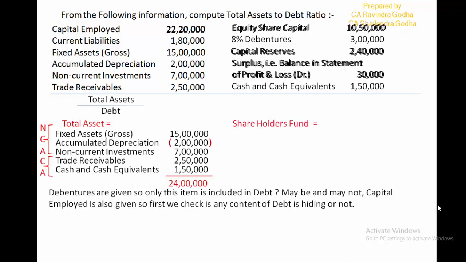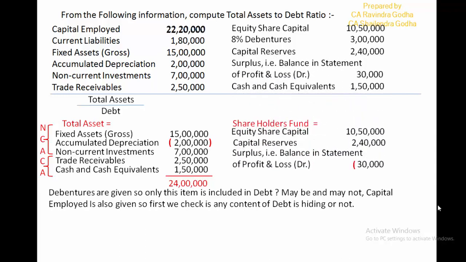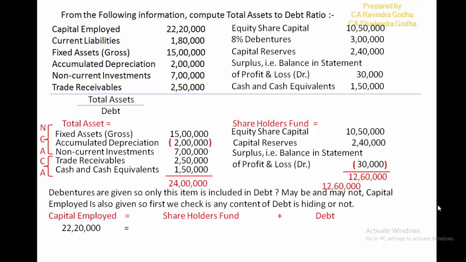we calculate shareholders fund. In shareholders fund we write equity share capital, capital reserves, surplus. It is a debit balance, so it will be deducted. So shareholders fund is 12,60,000, and capital employed is shareholders fund plus debt. Capital employed given in the question is 22,20,000, and shareholders fund which we calculated is 12,60,000. So the remaining part will be debt. So debt will be 22,20,000 minus 12,60,000, that is 9,60,000.